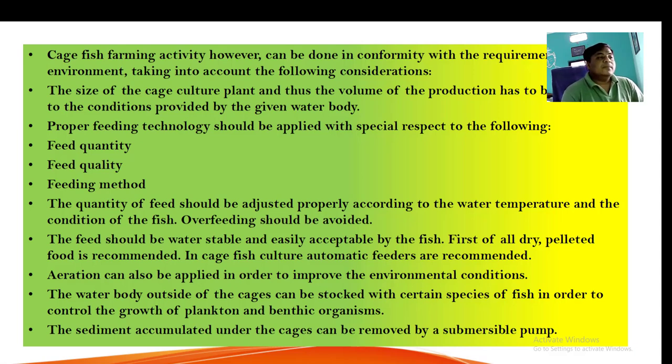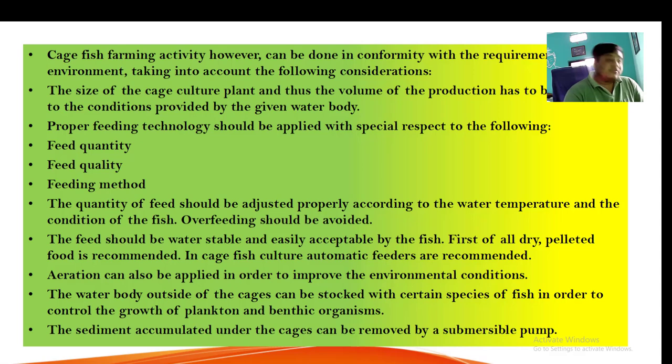The water body outside of the cage can be stocked with certain species of fish in order to control the growth of plankton and benthic organisms. When we culture fishes in cages, outside the cages we release some fishes so that the unused feed can be used by them, and they can also control plankton and benthic organisms. And the sediment accumulated under the cages can be removed by submersible pumps.